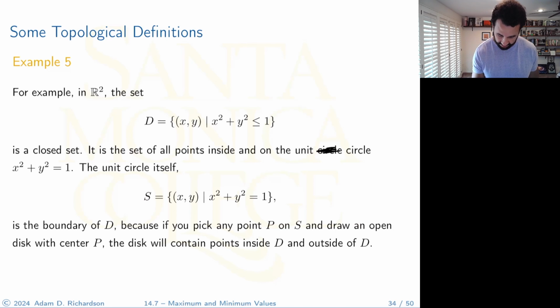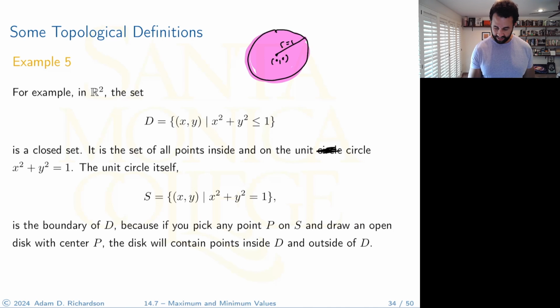So pictorially speaking, here's the origin. The radius is 1. What we're saying is that D is this entire set, the inside of that disk, and the boundary itself, the circle itself. That's D. So this set is closed because the boundary points of this set are all on the circle itself. The boundary points are all of these guys right here.